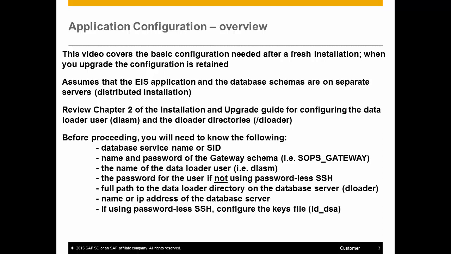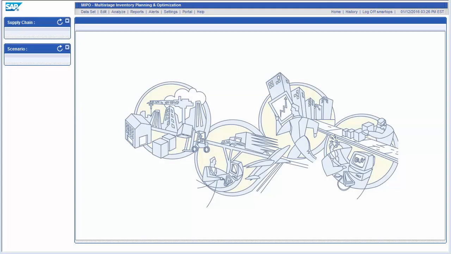creating dloader directories and corresponding Oracle directory objects. Also, before proceeding, you will need to know the following. The database name or SID, name and password of the gateway schema, name of the data loader user, i.e. the DLASM user, the password for that user if you're not using passwordless SSH, the full path to the data loader directory on the database server, the name or IP address of the database server, and if you're using passwordless SSH, configure SSH keys first and then know the path to the keys file.